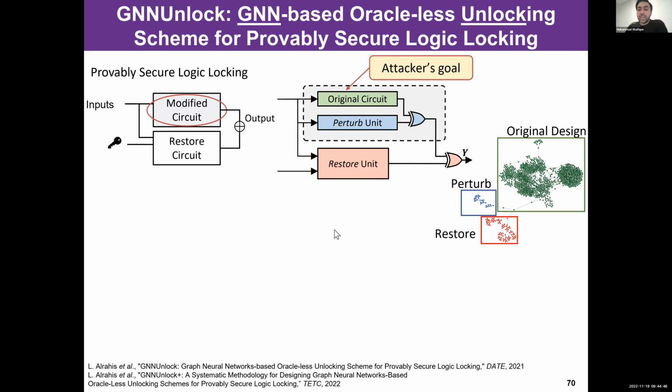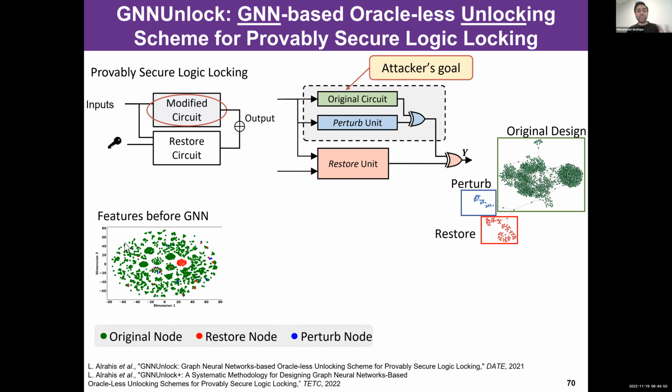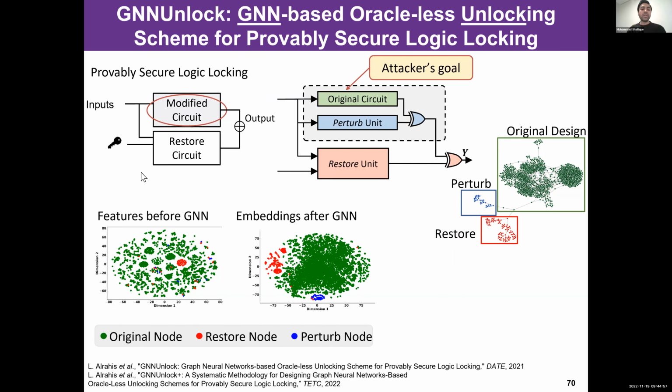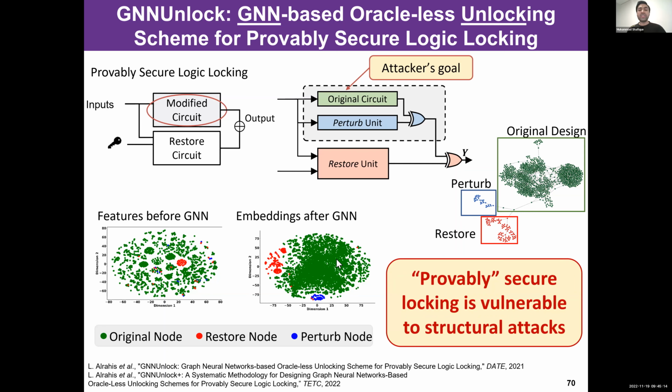Now, in the original design, they can be mixed up. If you look at the features before the GNN, you can see those features are all mixed up, with red and blue and green there. But we have trained a graph neural network, and once you dissect its embeddings, we can see that they are actually completely separable feature spaces. So we can completely separate the red ones, the blue ones, and the green ones. If I can separate the green one, I can already decipher the original circuit, and even provably secure locking is vulnerable to these structural attacks.